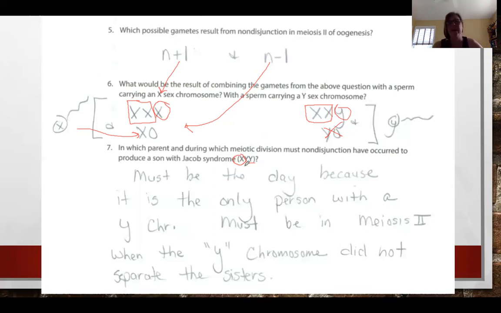It had to come from dad. And it had to come from, because the X had to come from mom, non-disjunction in meiosis 2, where the sisters did not separate, okay? And that's what you would be filling in for the end at page 154. So again, you can pause this, write this down, take your notes. I'm going to move on.